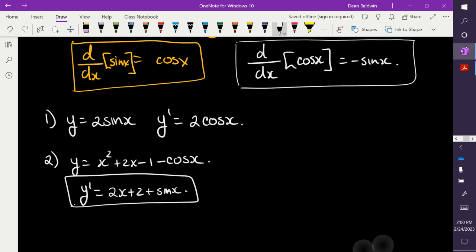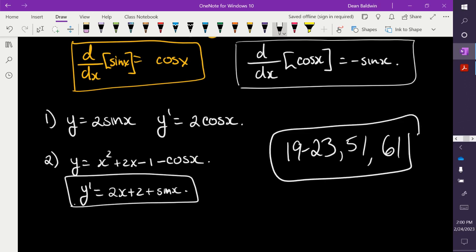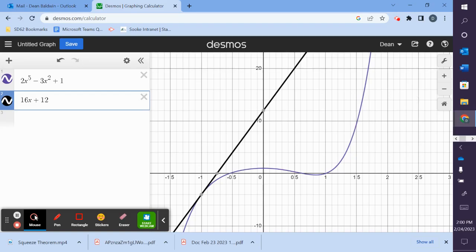Here's what I'd like you to do. We'll do it. Don't worry. I'll do squeeze theorem. 19 to 23 and 51. And just because you asked for it, no. And we'll do 61. All right, that's it. Oh yeah, that'd probably be helpful, wouldn't it? Page 114. All right. Matthew, why do you really want me to do squeeze theorem today?